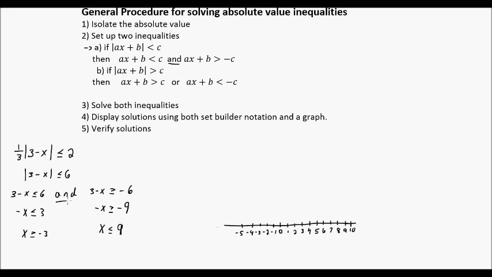Now remember, this is an AND statement, so the final result can be written as a compound inequality. x is greater than or equal to -3 is the same thing as -3 is less than or equal to x.